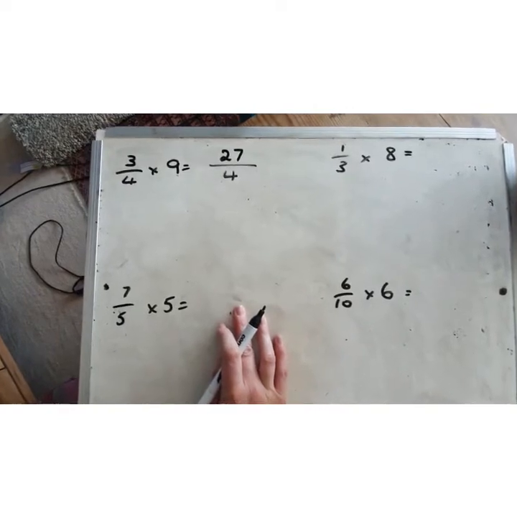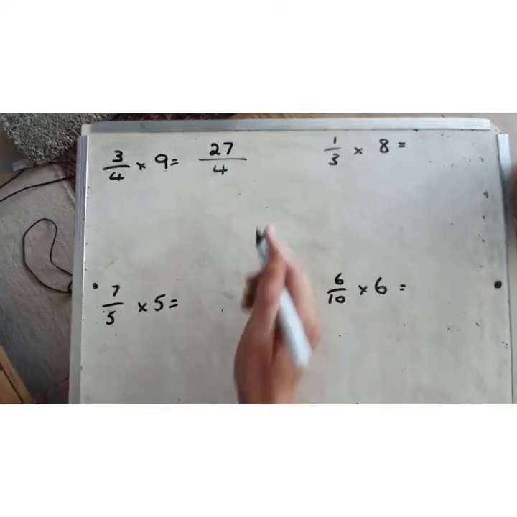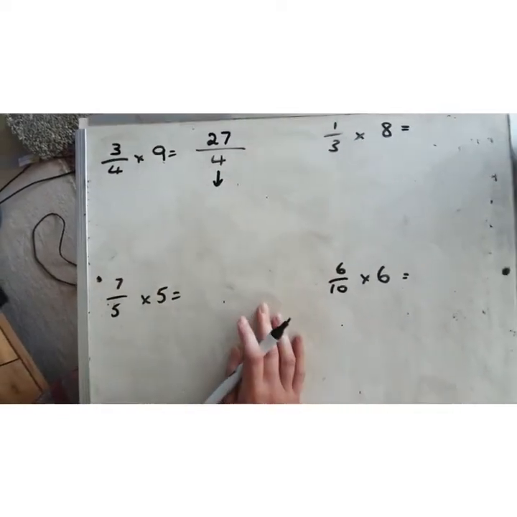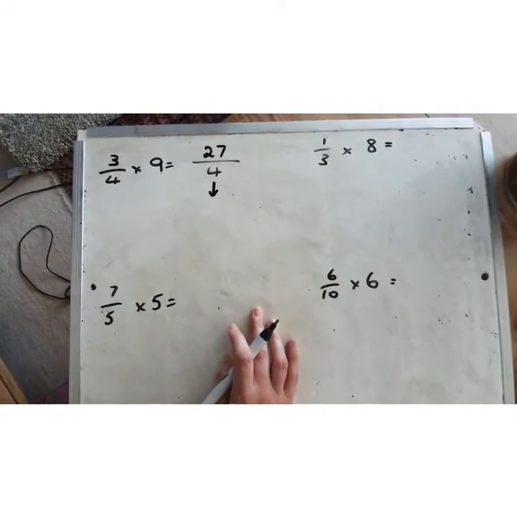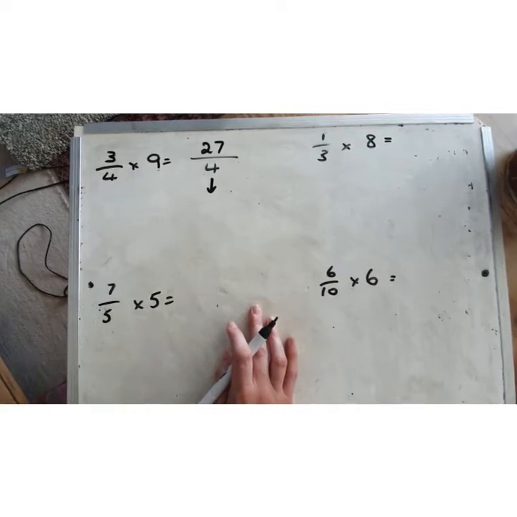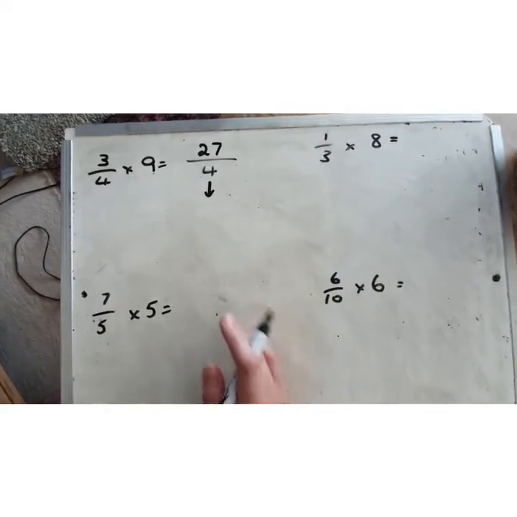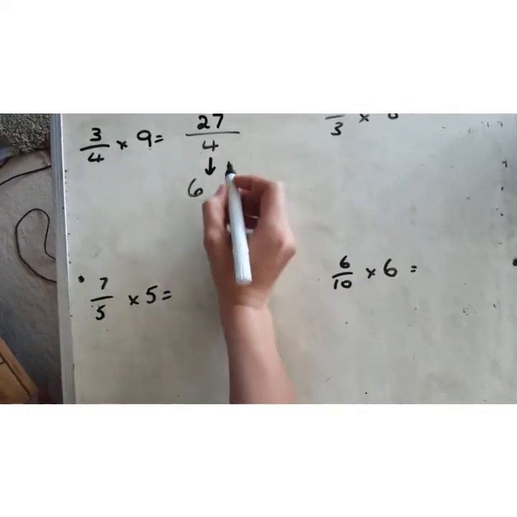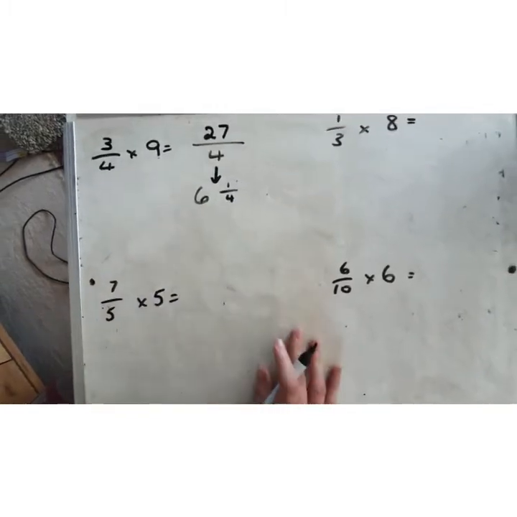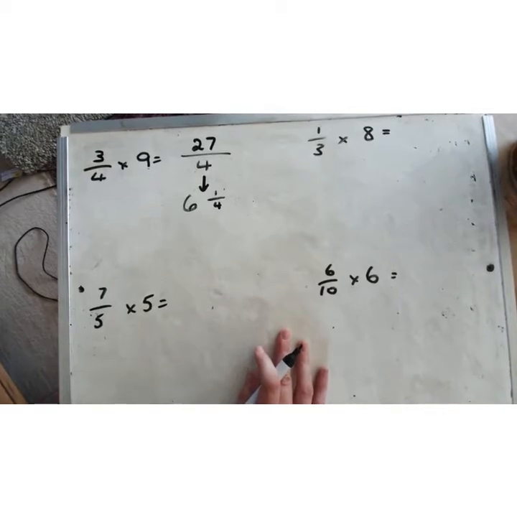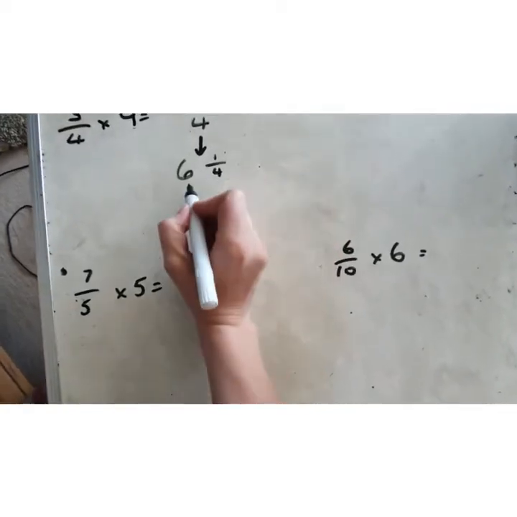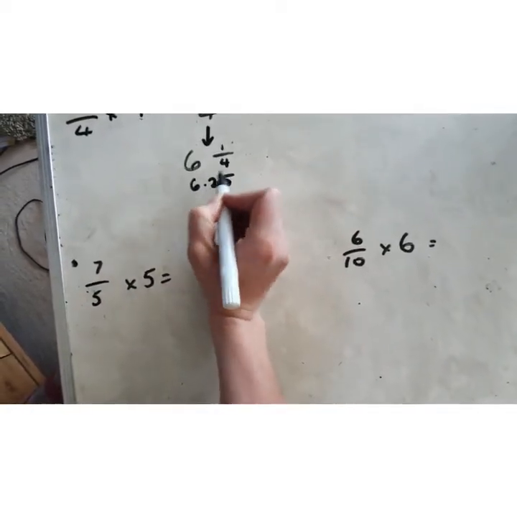If that's all you've written, that is correct. If you have had a go at turning that into a mixed number, well done. How many 4s go into 27? 27 divided by 4 is 6 whole with 1/4 remaining. That is also the correct answer. And for those of you who are enjoying the decimal challenge, the answer is 6.25.